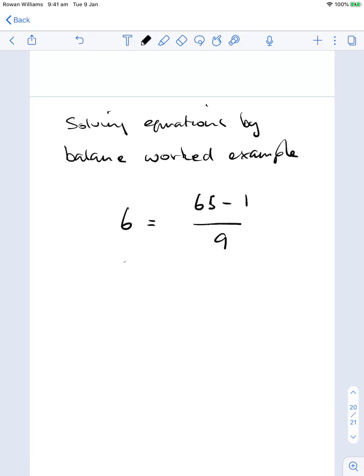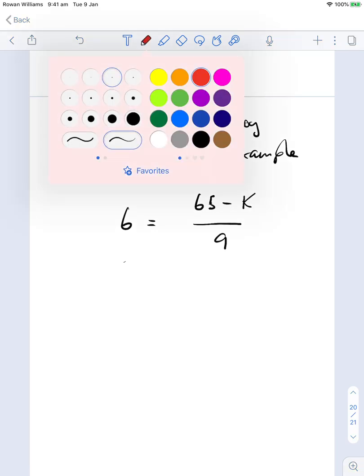And the answer there would be, well, I've got to do the 65 take 1 before I can divide the 9, so I'm going to deal with the 65 first, and then the 1. So in this case, we're going to put this back to k, and I do the reverse order of what I would have done there. So I'm going to deal with this divide by 9 before I deal with that 65.